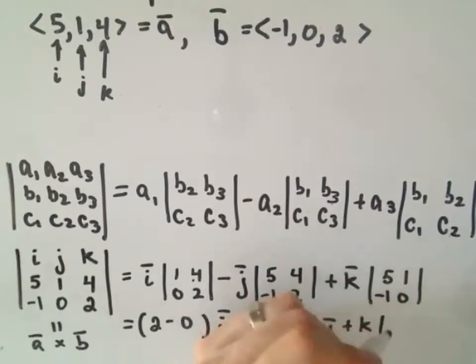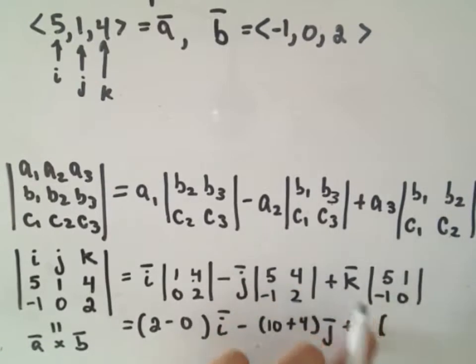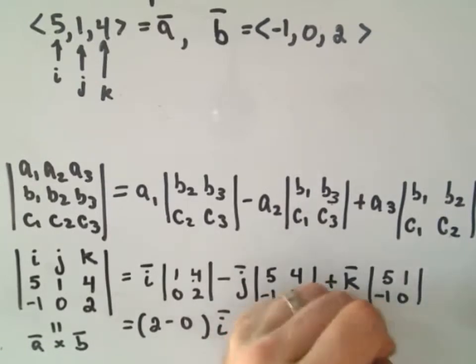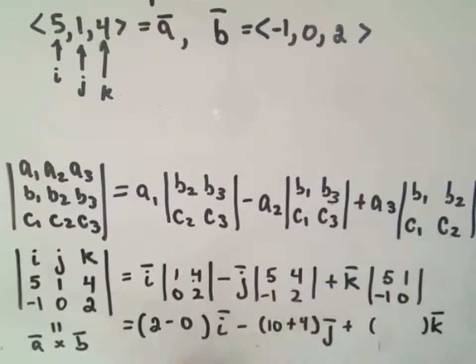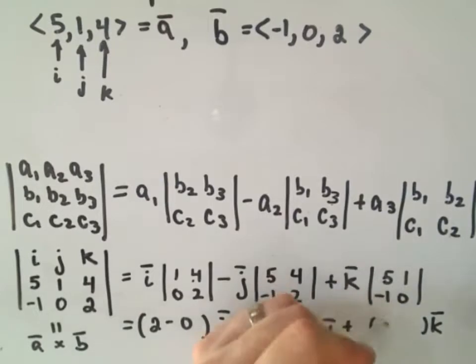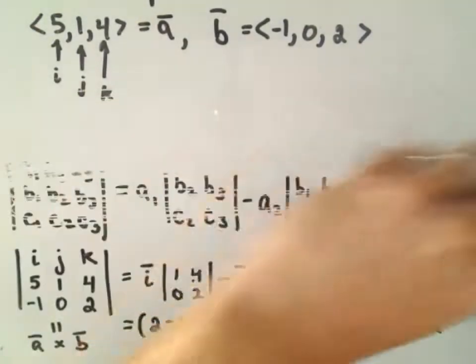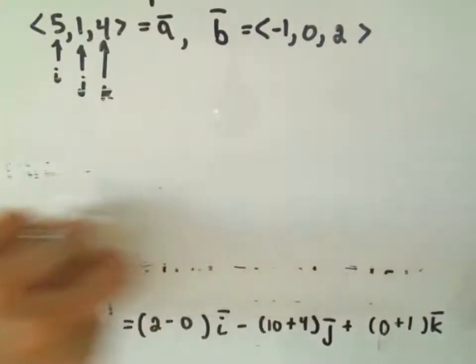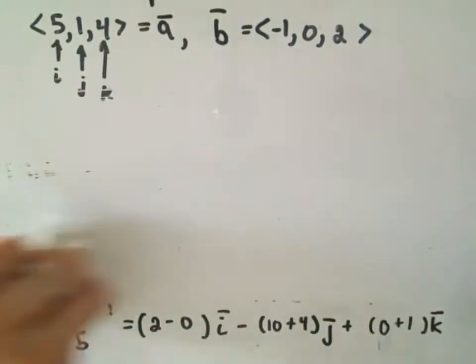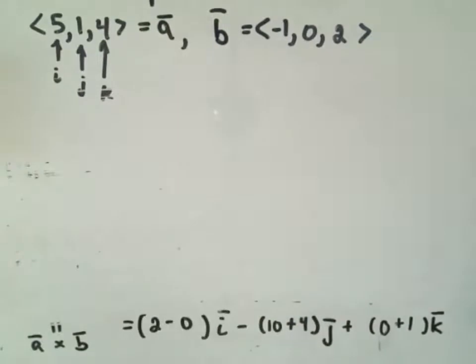And then we have our k component. So it says we take 5 times 0, which is 0, minus 1 times negative 1, which is going to give us positive 1. And now all we have to do is simplify that down, and we've got our cross product. Okay, so again, this is going to be a vector that's perpendicular to both a and b.